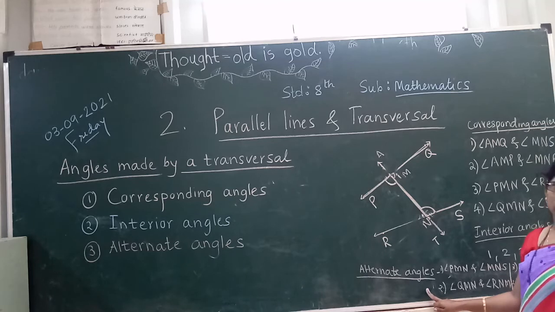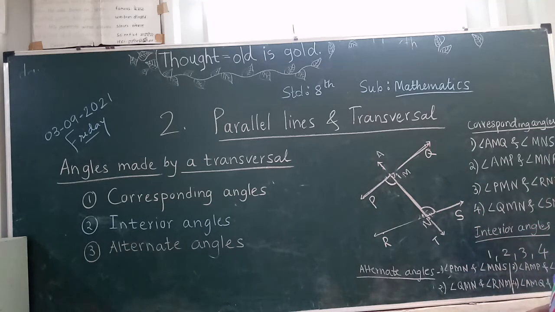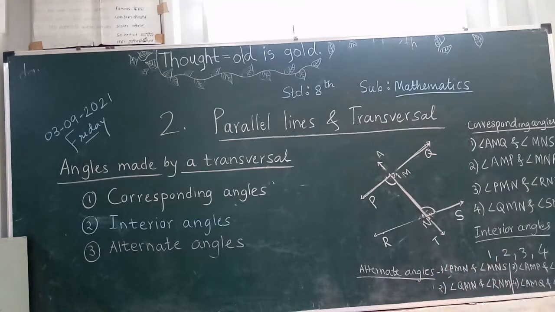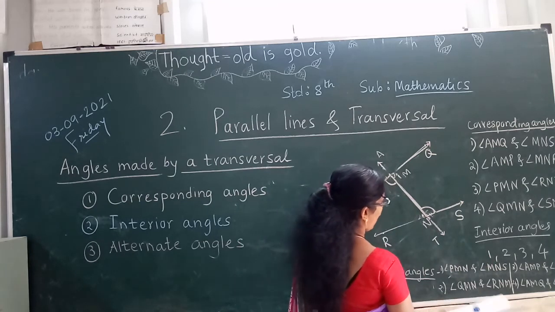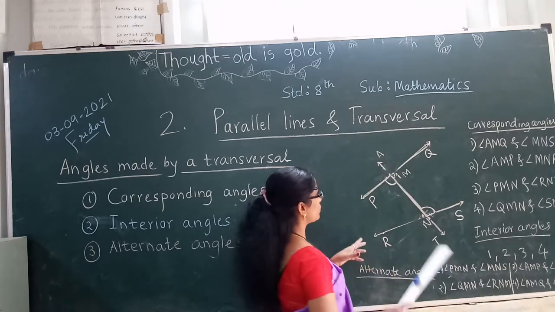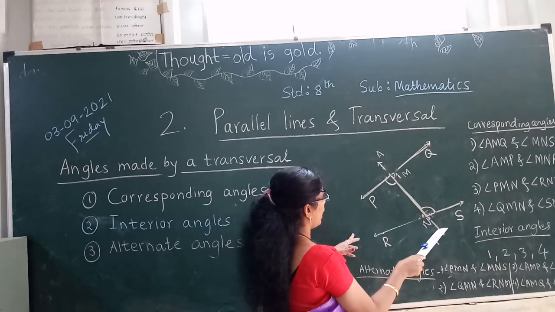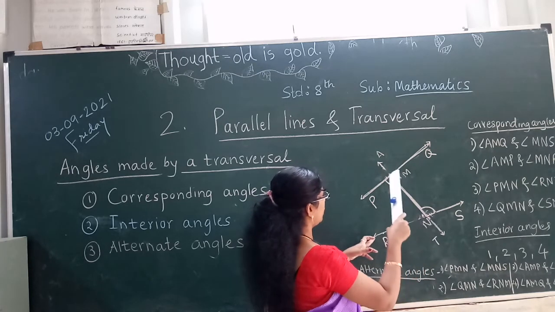How many such pairs are there in the figure? There are such interior angles. The first one we have seen. Now let's have a look at the other pairs. Angle QMN and angle RNM. These two.